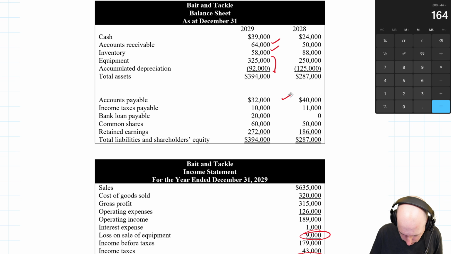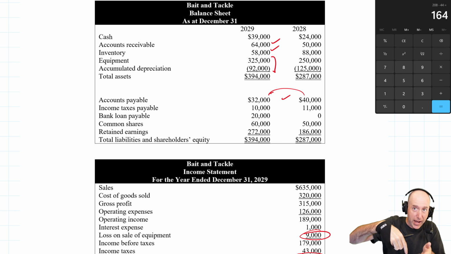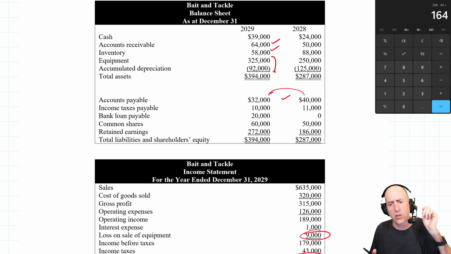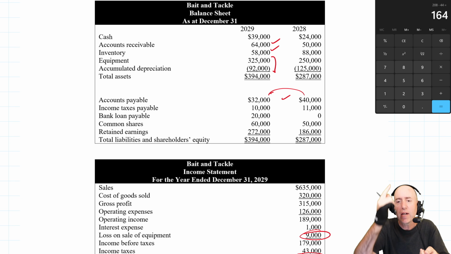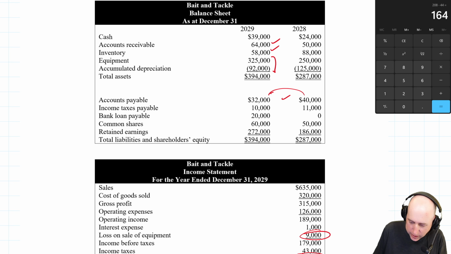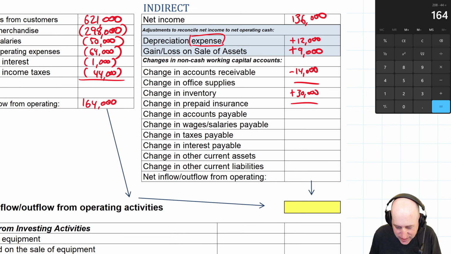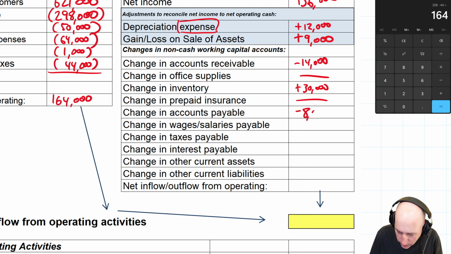On to accounts payable. Went from 40 to 32. Well, what happened? I paid some bills, right? If your AP goes down, you're paying your bills, your cash goes down. If your AP goes up, it means you're not paying your bills, your cash goes up. Try not paying your bills for a month. You'll see your cash will go up. So again, 40 to 32 means our cash goes down by 8, minus 8,000 to your cash.